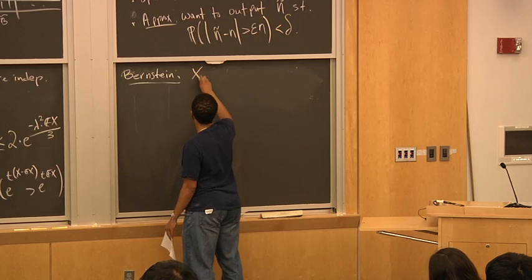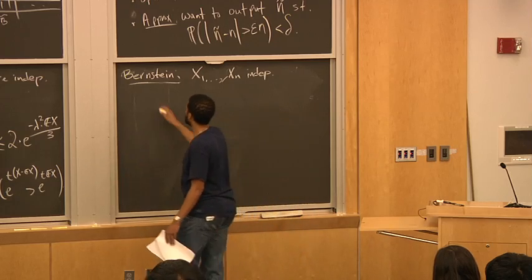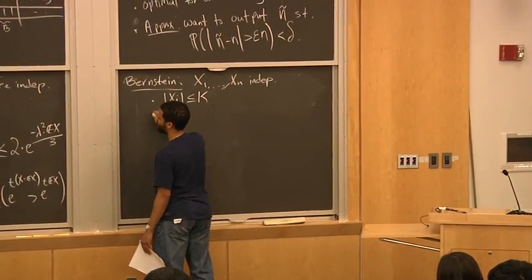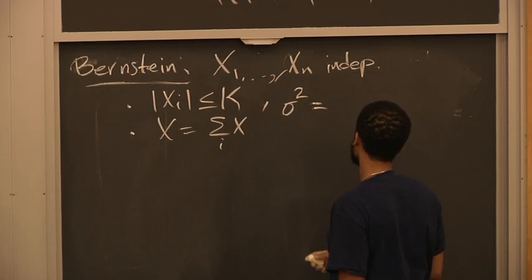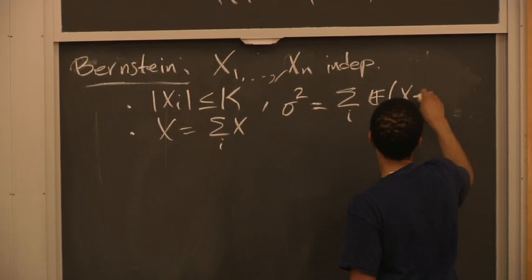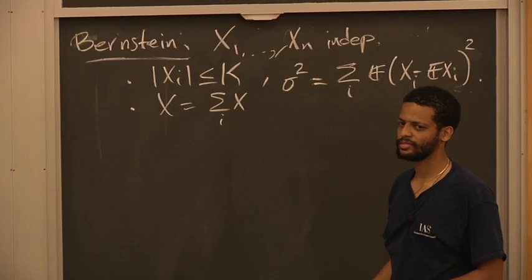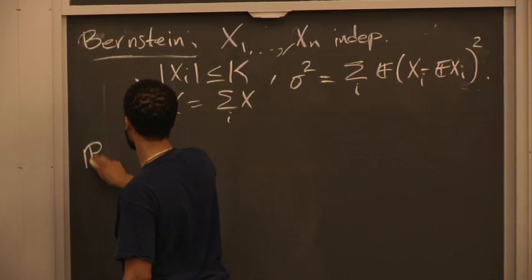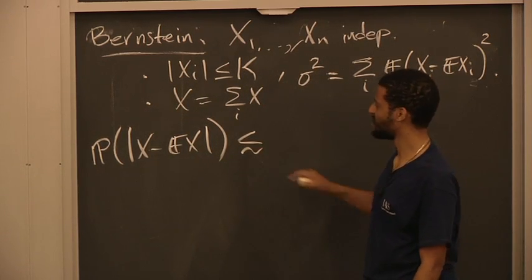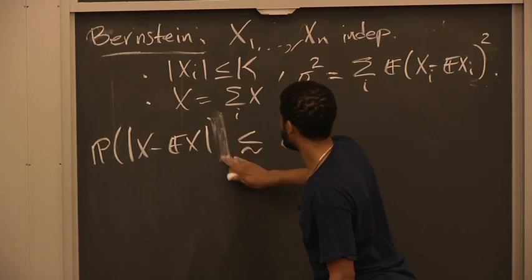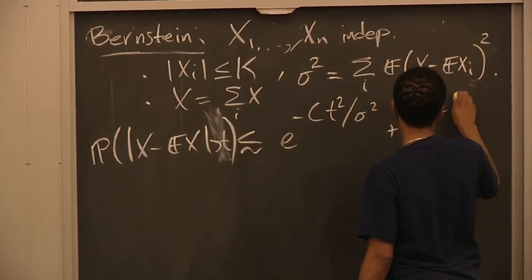Again, you have x1 up to xn independent, and let's say the absolute value of xi is at most k. You also have that x is the sum of xi, and sigma squared is the sum over i of the expectation of (xi minus expectation of xi) squared. So sigma squared is the variance of x. Then the probability that x deviates from its expectation by more than t is, up to a constant (I use less than twiddle to mean big O), at most e to the minus c t squared over sigma squared plus e to the minus c t over k.